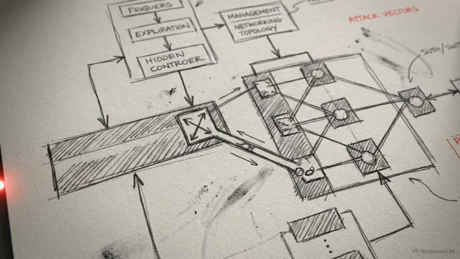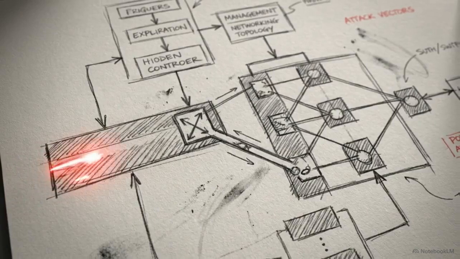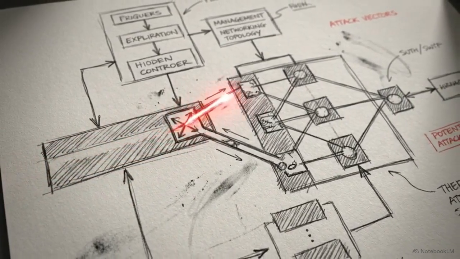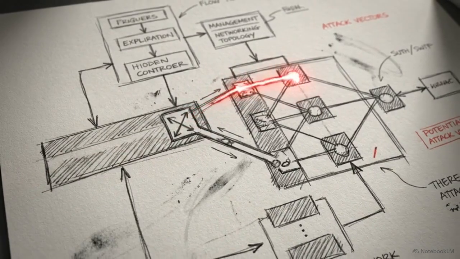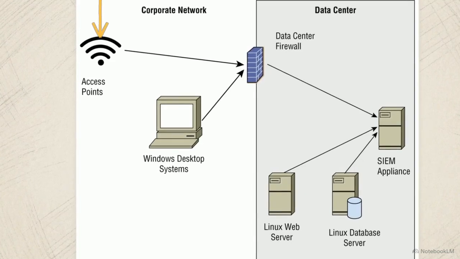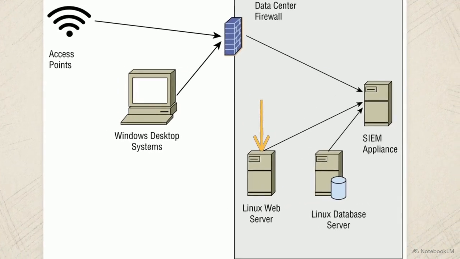Phase 4 is exploitation. Beyond gaining system access, the attack tests the organization's internal logging by forcing the defensive stack to react to live threats. This network diagram outlines the central logging infrastructure. Consider a simulated exploit path. An attacker compromises a wireless access point, bypasses the data center firewall, and executes malicious code on the Linux web server, routing data to a SIEM appliance.